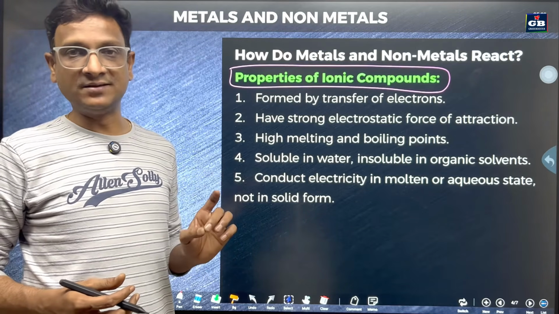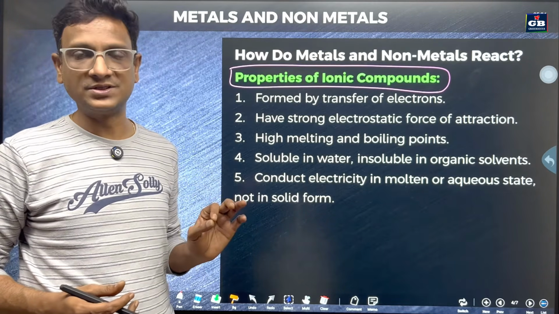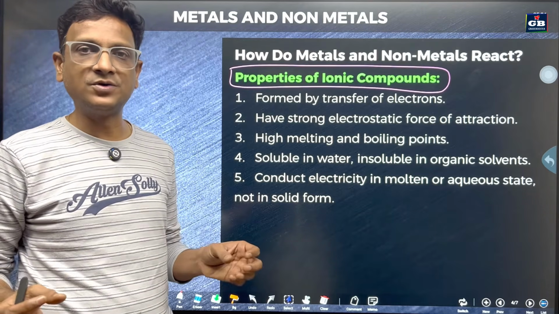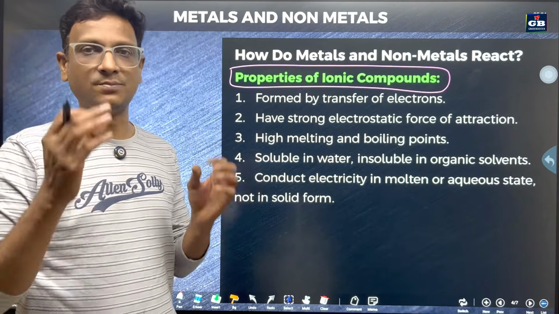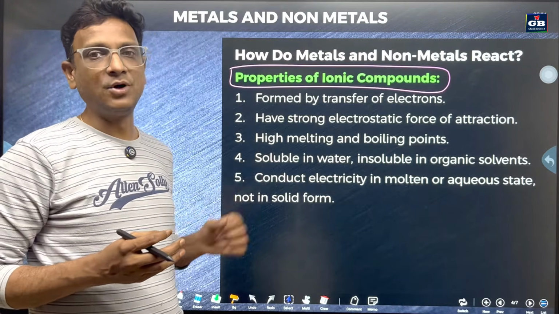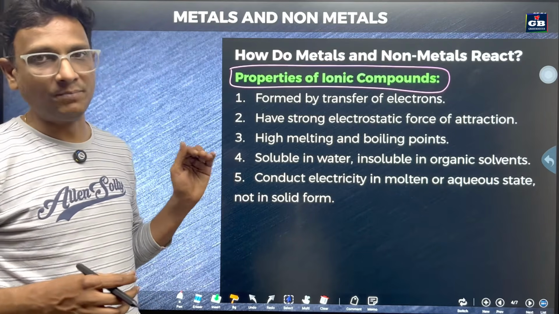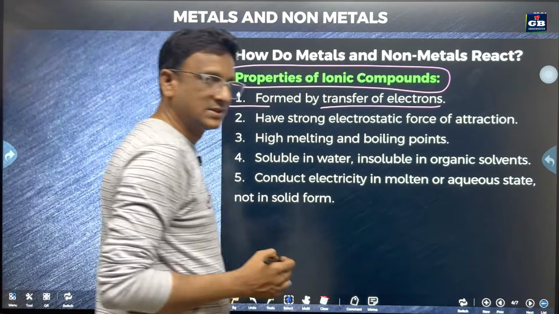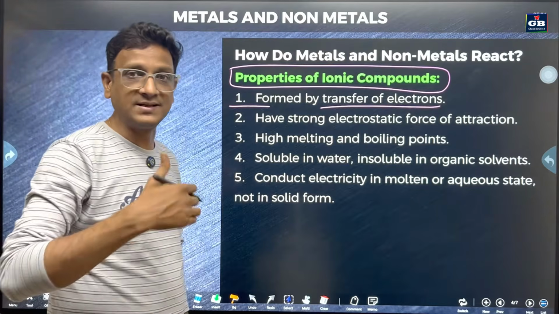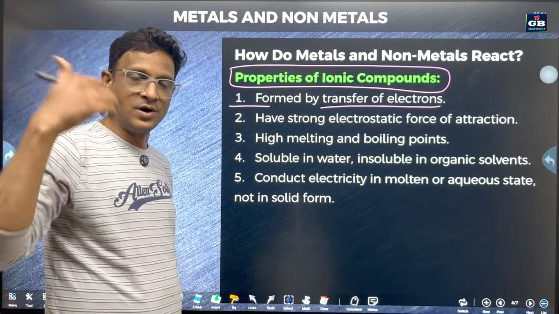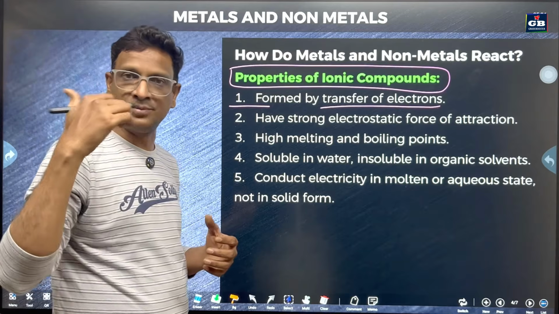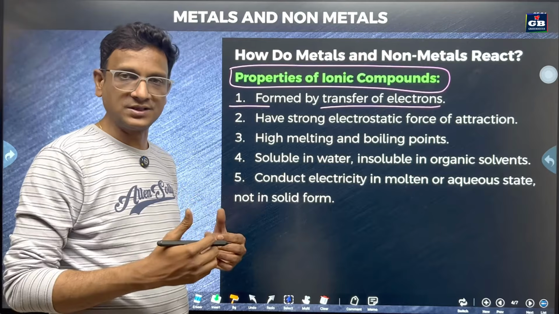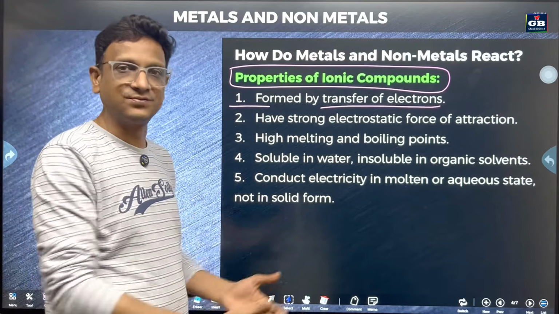In the carbon compound lesson, we studied the properties of covalent compounds, because carbon compounds form different compounds by making covalent bonds. But here ionic bonds are formed. We are talking about ionic compounds that are formed by ionic bonds. First one: formed by transfer of electrons. Ionic compounds are formed by the transfer of electrons. Covalent bonds involve sharing of electrons in carbon compounds. Here it is transfer of electrons. From sodium to chlorine, an electron is transferred.